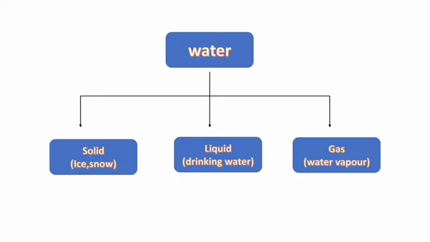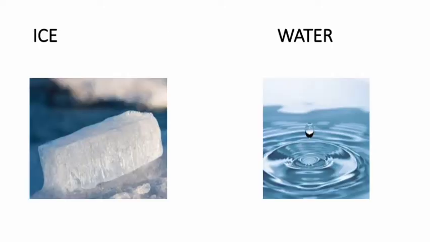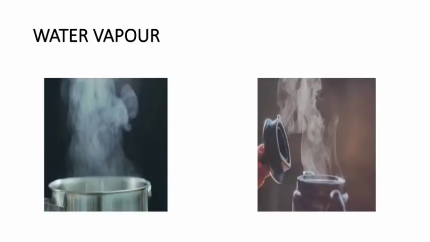This is the flow chart for the changes in states of water. The first state is solid, that is ice and snow. Second state is liquid, drinking water. And third state is gas, that is water vapor. So let's see some pictures of solid, liquid and gas. So ice, water, then water vapor.